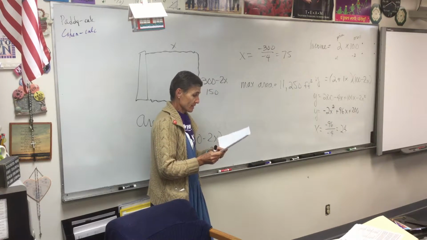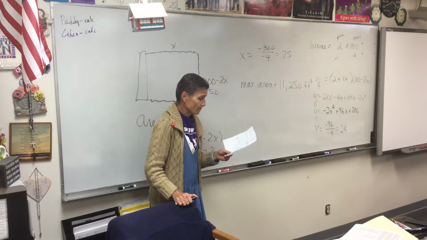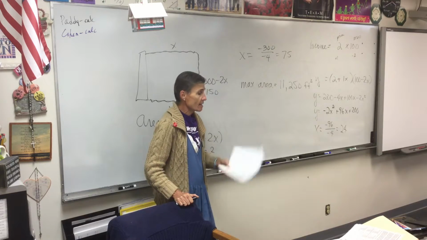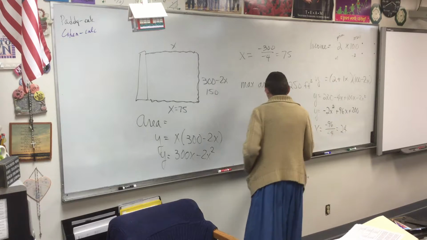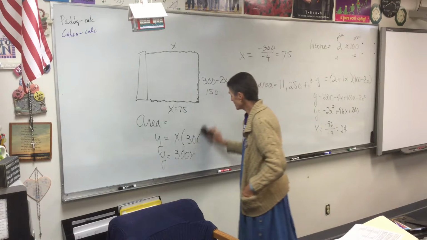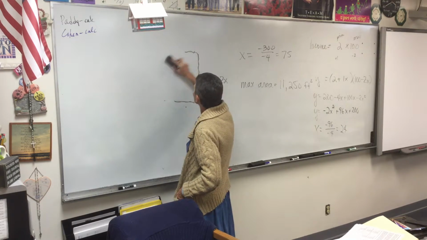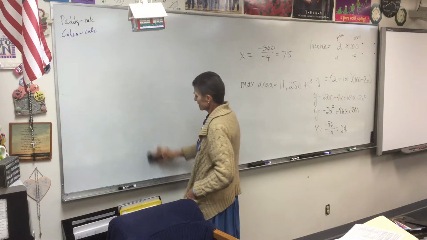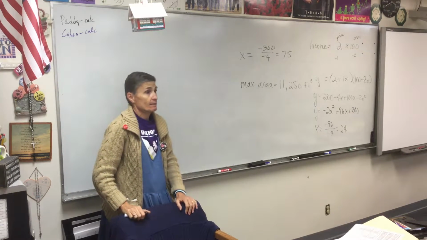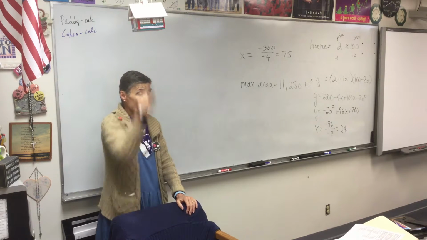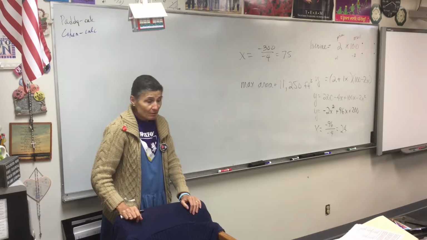All right, and then number 6. The length of a picture is 5 more than the width. The area of the picture is 66. Find the dimensions of the picture. Now, read it, pay attention to it. Does it say anything about a maximum or a minimum? No. You are not concerned with vertex, people. Vertex is a minimum or a maximum. We are not doing vertex.